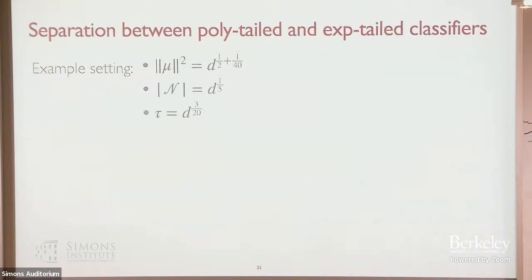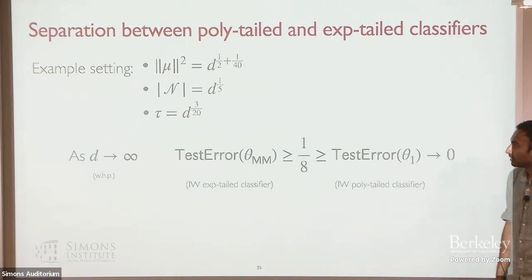Just to instantiate this with a setting, say norm of mu, the number of samples in the minority group, and tau are scaling this way with d. Don't worry about the exact exponents. This is just an example. As d goes off to infinity and all of these problem parameters are scale appropriately, you have a strict separation between the test performance of the max margin classifier and the polynomially-tailed classifier.